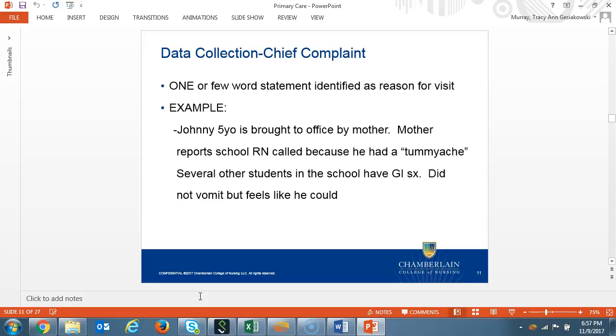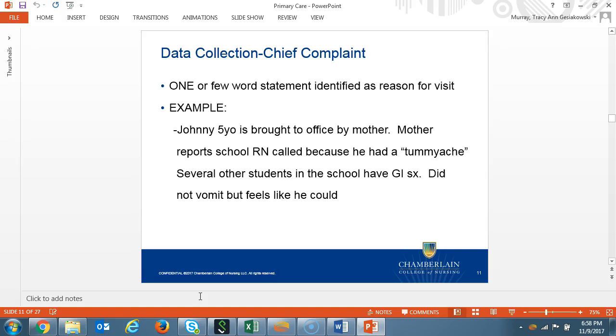The chief complaint is a one to few word statement identified by the patient as the reason for their visit to you today. Try to identify the chief complaint in this scenario. Johnny, a 5-year-old, is brought to your office by his mother. The mother reports that the school nurse called because Johnny said he had a tummy ache. Several other students in the school also have complained of some GI symptoms. He did not throw up, but he says he feels like he could.